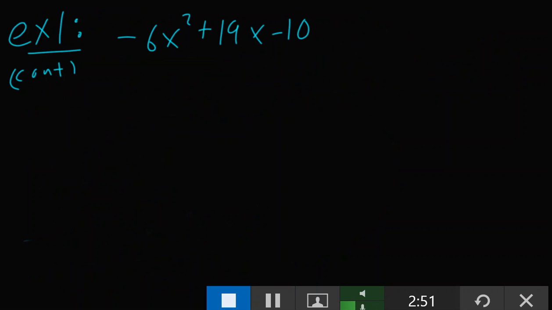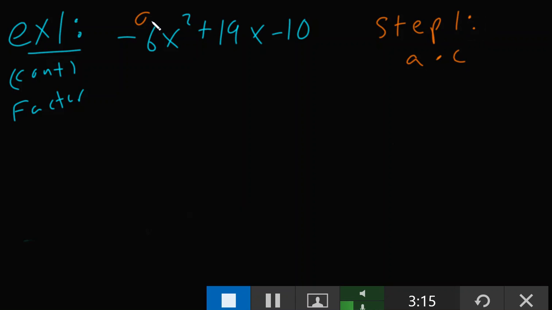Okay. So here we see that we have negative 6x squared plus 19x minus 10. And let's say I say, hey guys, I want you to factor this right now. What are you going to do? We're going to break this down in steps. Let me write my steps over here in orange. Step 1. We're always going to multiply our a term times our c term.